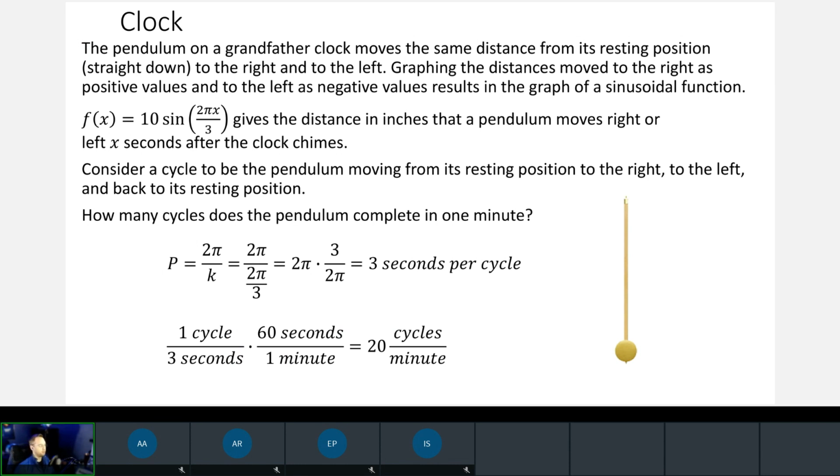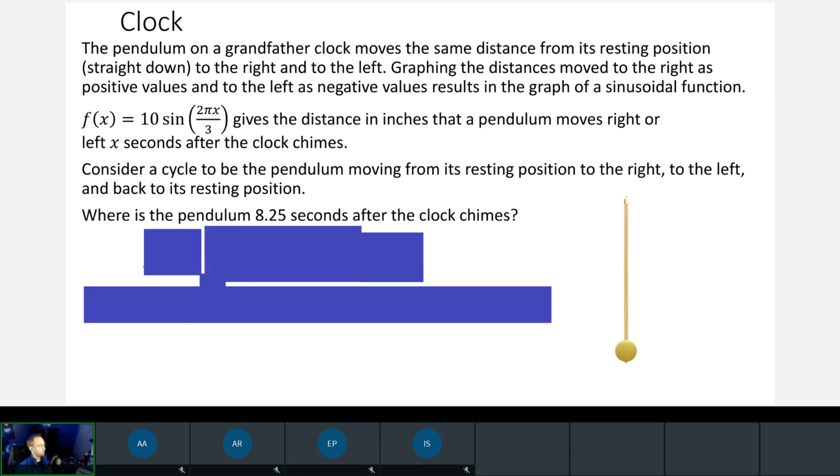All right. Questions on this? Nope. All right, let's get some harder problems out of the way. Same problem. We got the clock, but now the question asks, where's the pendulum 8.25 seconds after the clock chimes?